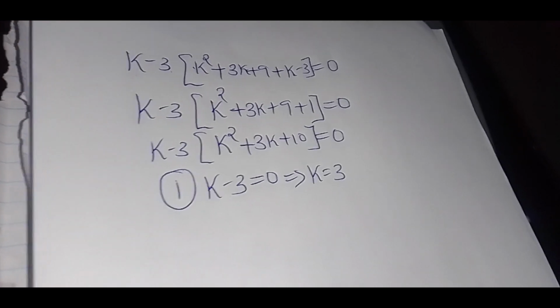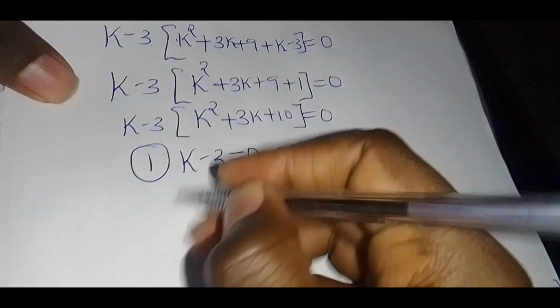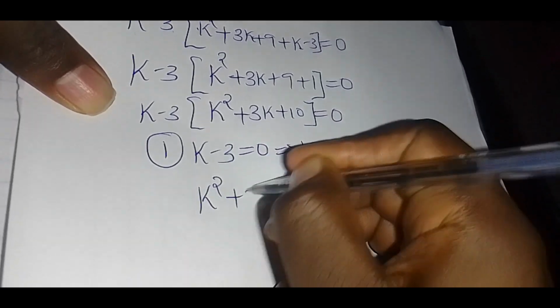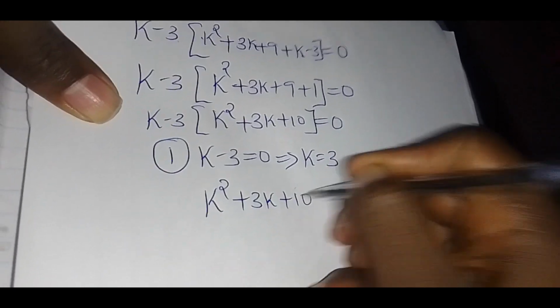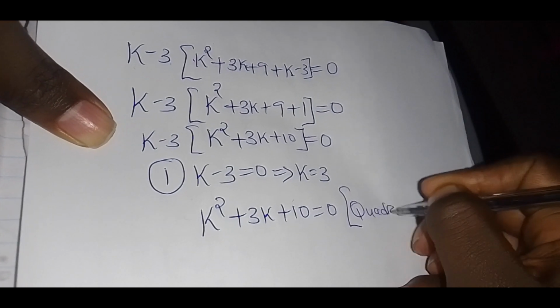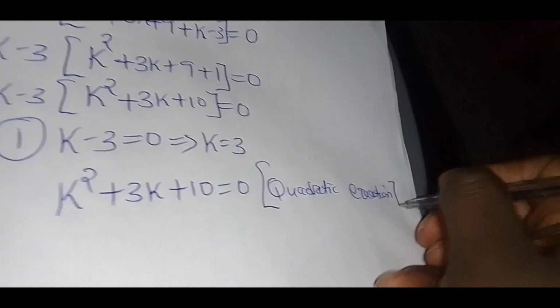That means the first k is equal to 3. Now from our quadratic equation, k squared plus 3k plus 10 is equal to 0, this is a quadratic equation.